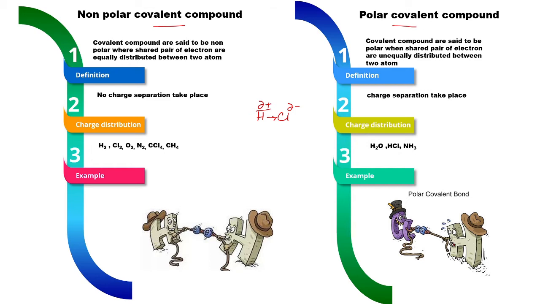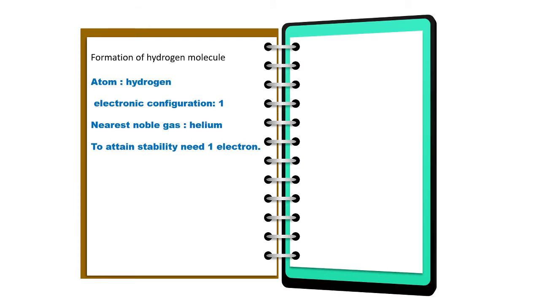Now we will be discussing some examples of covalent compounds. The first example in your syllabus is the formation of the hydrogen molecule. I have written it in a bookish form. Here you can see I have taken the combining atom to be hydrogen, whose electronic configuration is 1, and the nearest noble gas is helium. So in order to attain stability, it needs 1 electron.